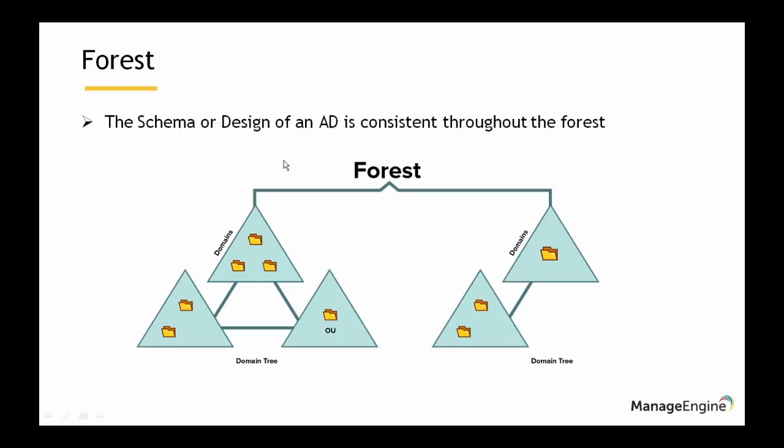So the schema or the design of an Active Directory infrastructure is going to be consistent throughout the forest. Since the forest is going to be the highest level of boundary, to overcome the issue of consistency, the schema is going to be common throughout an Active Directory forest. And that is applicable to the domain trees and also the domains within that forest.